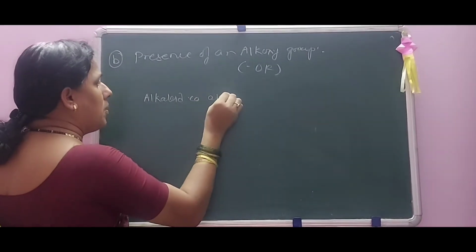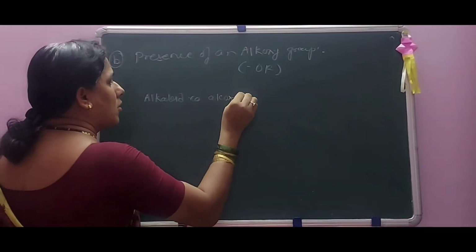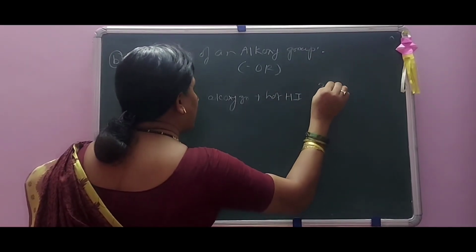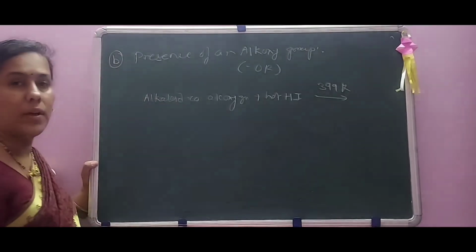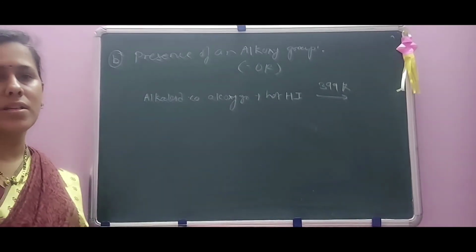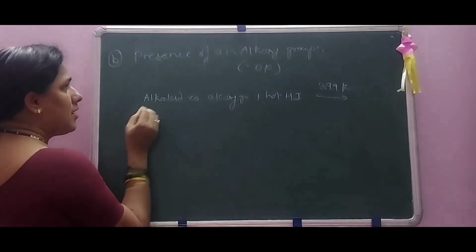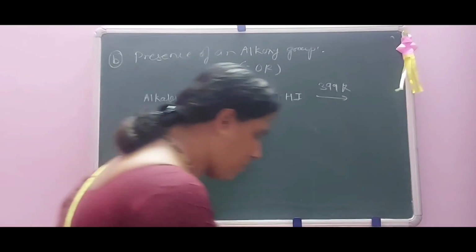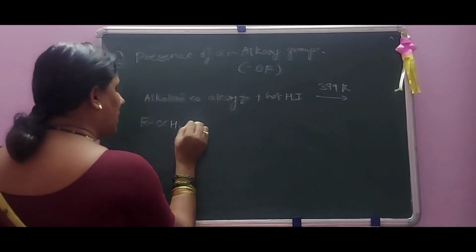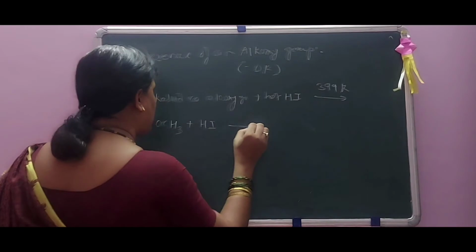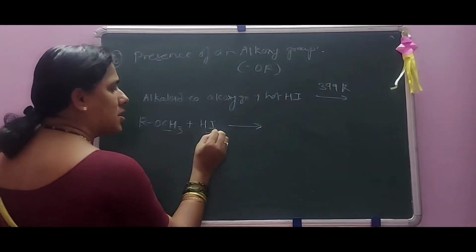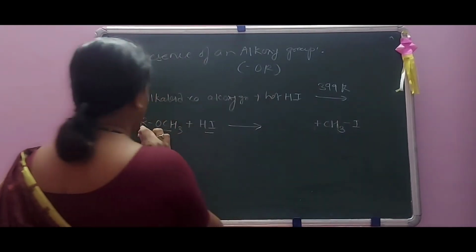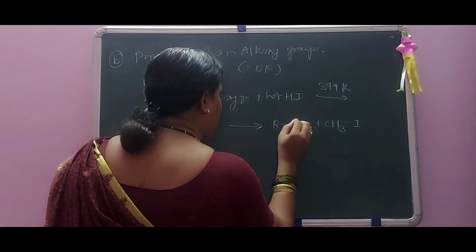containing an alkoxy group with hot HI at 399 Kelvin. Okay, the specific condition is a temperature equal to 399. What is this here? That is ROCH3 plus HI. There is formation of what? Here this CH3 and here I. It is formed as methyl iodide here, and here the formation of an alcohol.